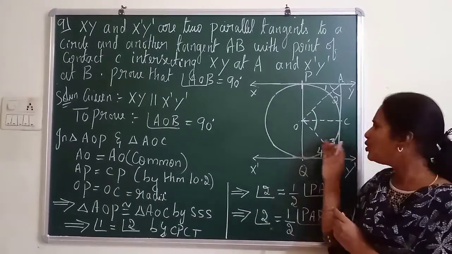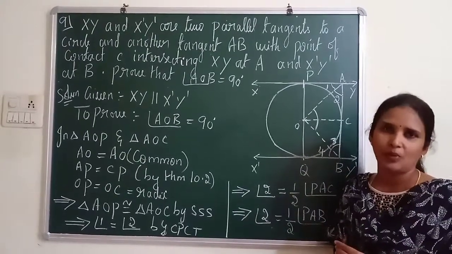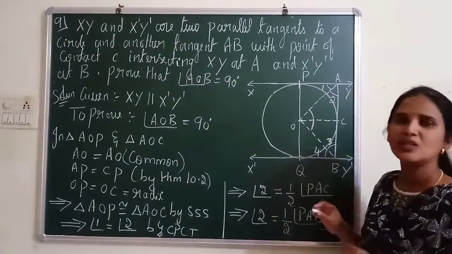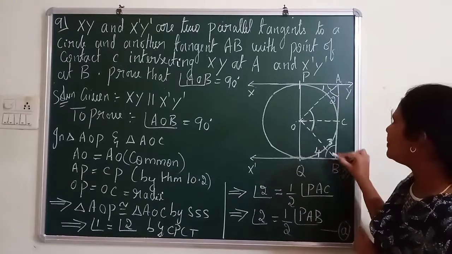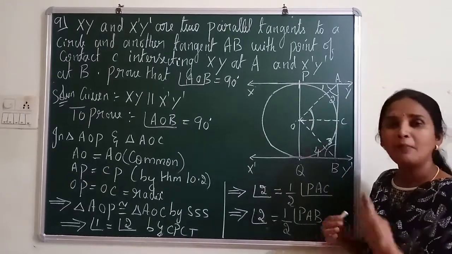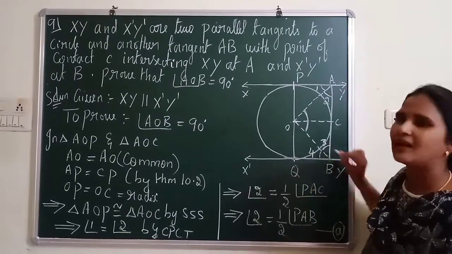So whenever we want to prove any angle, we need to go for sum angle property. In a triangle, you know that the sum of three angles is 180. So that concept I have to use. Now I have to consider AOB and apply the sum angle property to find angle AOB. But I don't know the second angle and I don't know the third angle also.